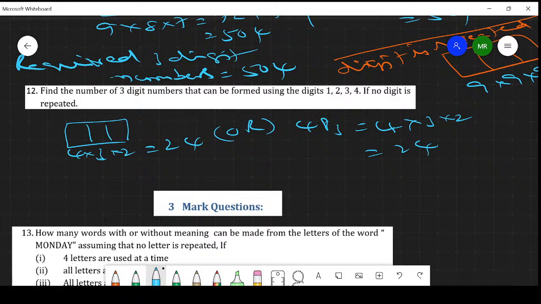Suppose a digit is repeated in this problem. Here no digit is repeated, which we have done. If a digit is repeated, it will come 4 into 4 into 4. If not repeated, 4 into 3 into 2. I hope you understood the difference between repeated and not repeated.